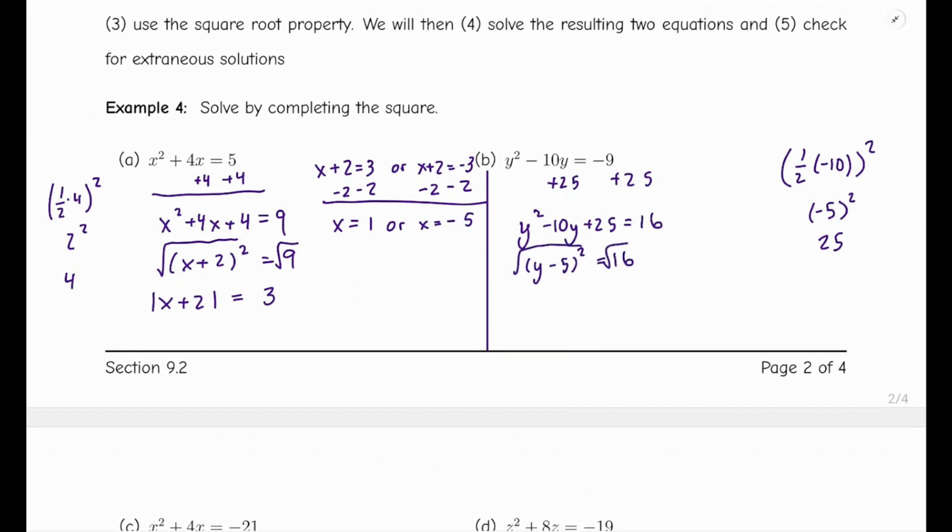Take the square root of both sides. We get absolute value of y minus 5 is equal to 16, which means y minus 5 equals 16, or y minus 5 equals negative 16. And I forgot to take the square root. The square root of 16 is 4. So y minus 5 equals 4, or y minus 5 equals negative 4. And then add 5 to both sides. We get y equals 9, or y equals 1. And both of the solutions work.